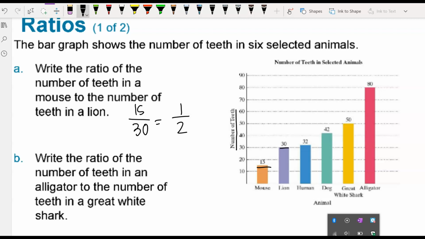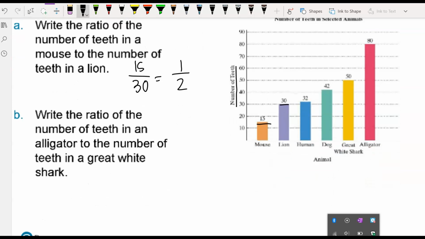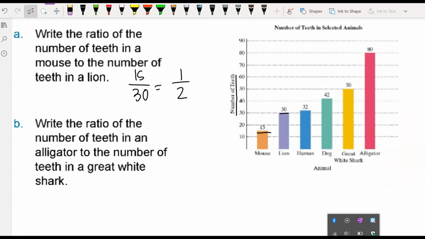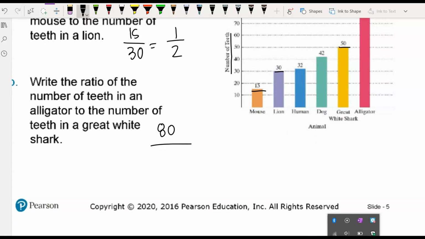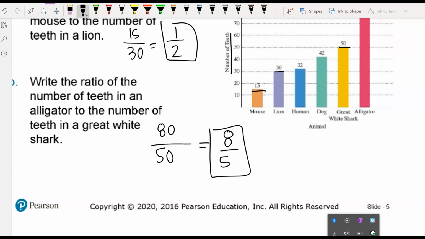All right, the next says write the ratio of the number of teeth in an alligator to the number of teeth in a great white shark. So alligator is 80. And then great white shark is 50. All right, they both can be reduced by 10, so it'd be 8 over 5. So those would be your ratios.